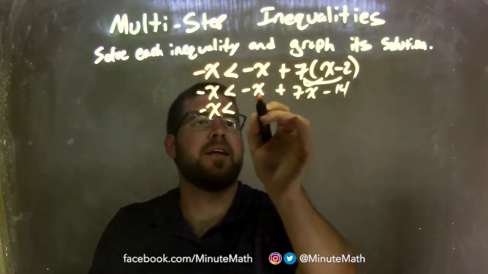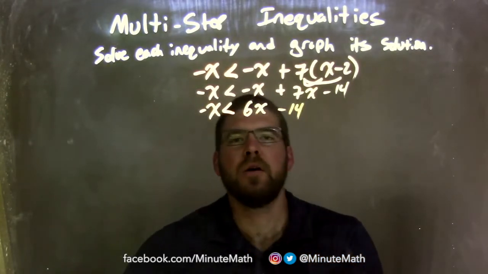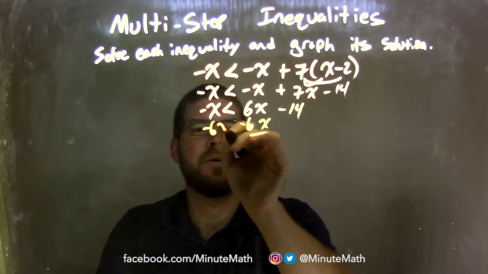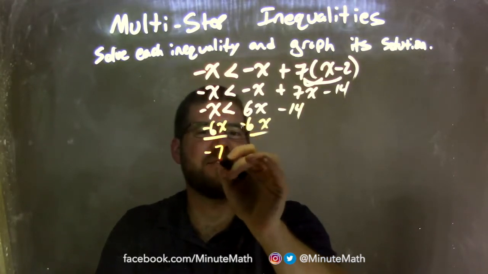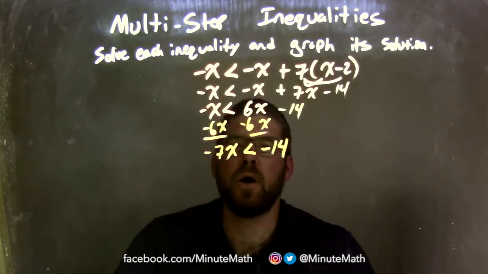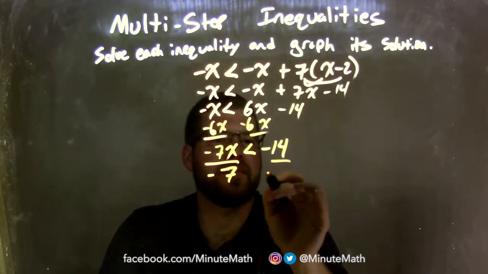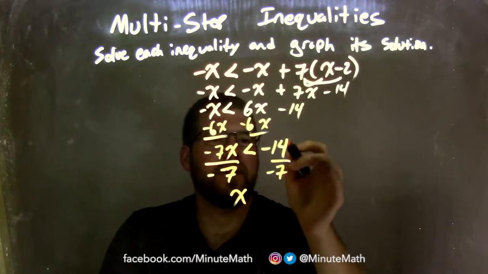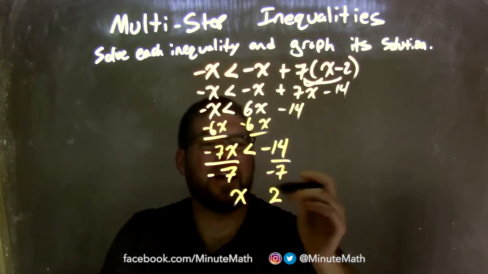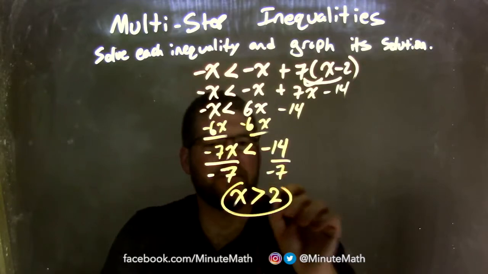-x is still here on the left. -x plus 7x is 6x on the right, minus 14. Okay? So I'm going to bring my x's over, so let's just subtract the 6x on both sides. And that leaves me with -x minus 6x is a -7x on the left, is less than a -14 on the right. Okay? Well, now what I want to do is get x by itself, so I'm going to divide by -7 to both sides. And that gives me x by itself, and -14 divided by -7 is a +2, but I need to flip the inequality because now I'm dividing by a negative. So now we have x is greater than 2, okay? And x is isolated, which is fantastic, right?